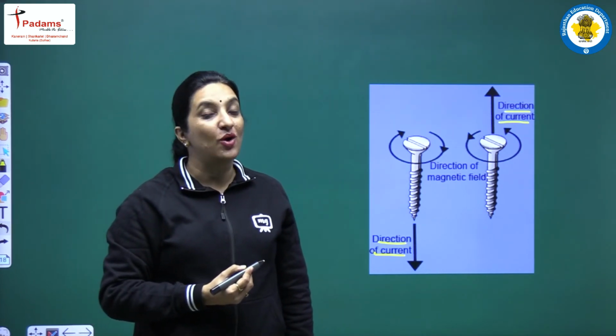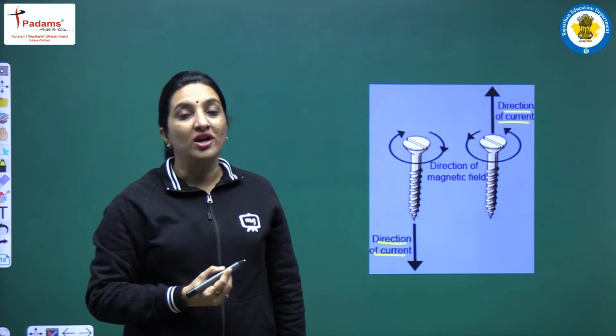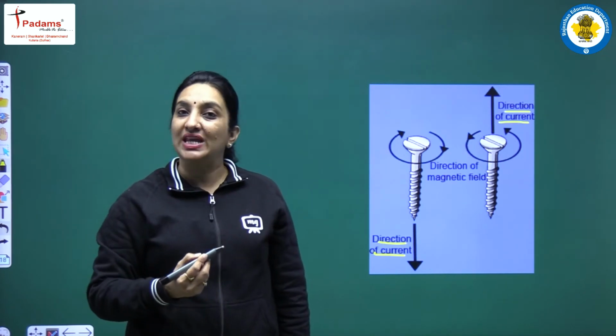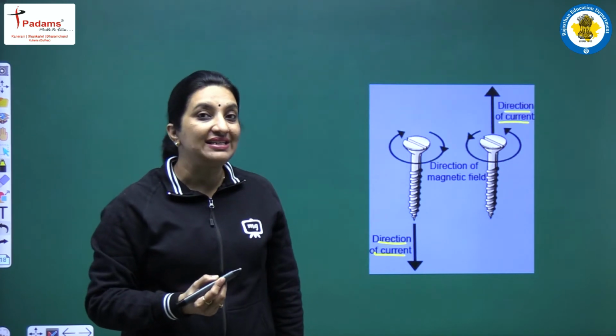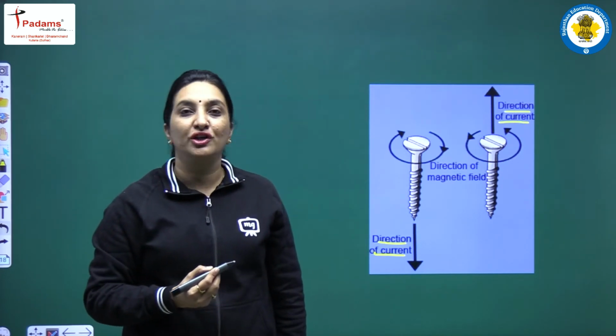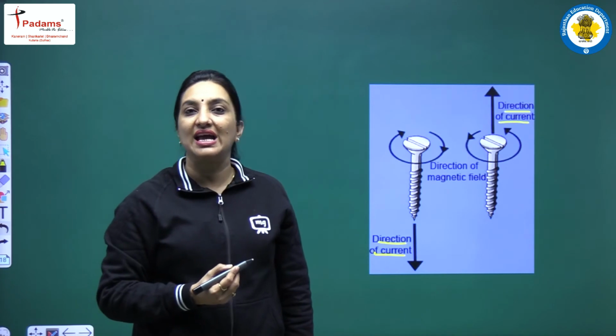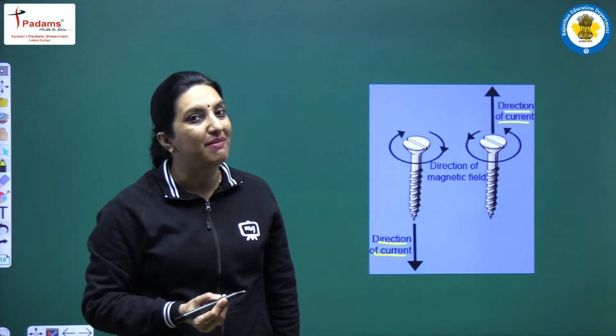So students, now we have understood what a magnetic field looks like for a straight wire carrying current, and we have read about the rules which give us an idea about the direction of magnetic field.